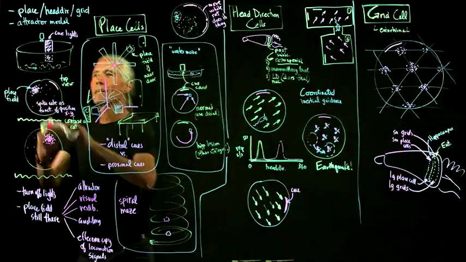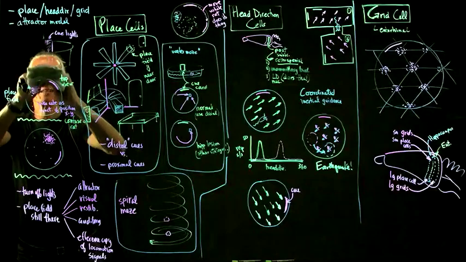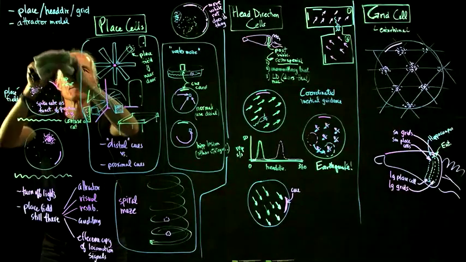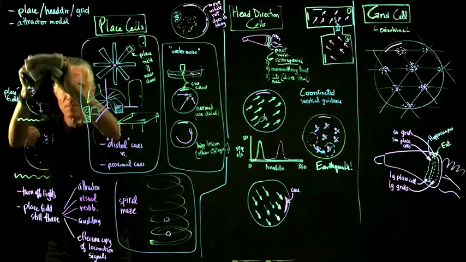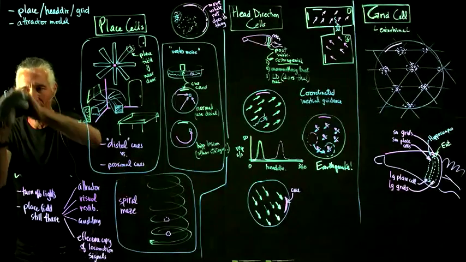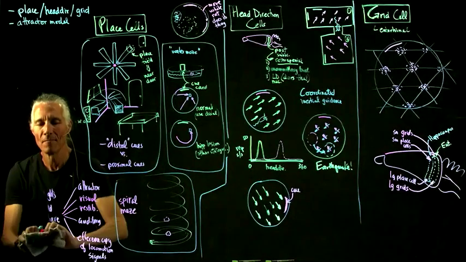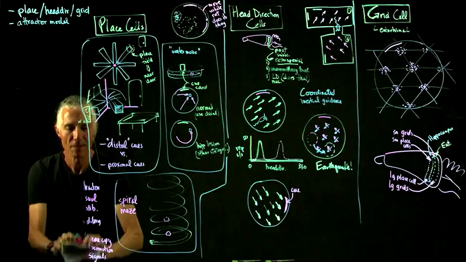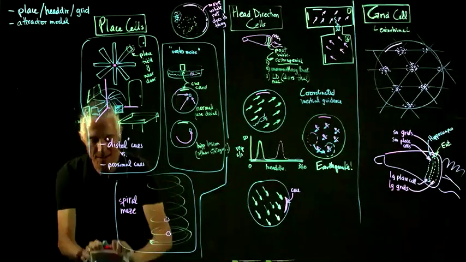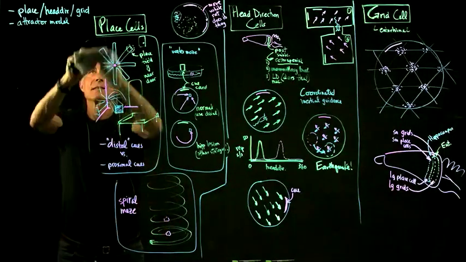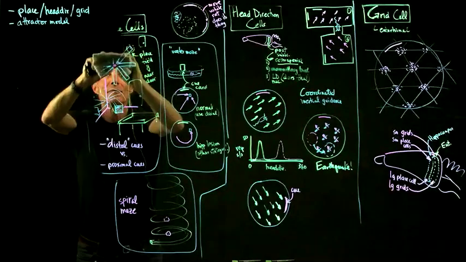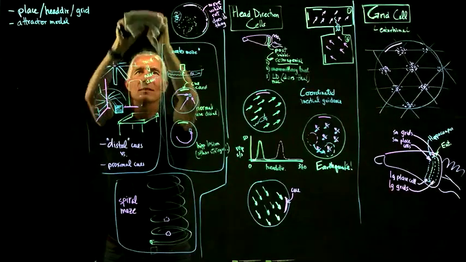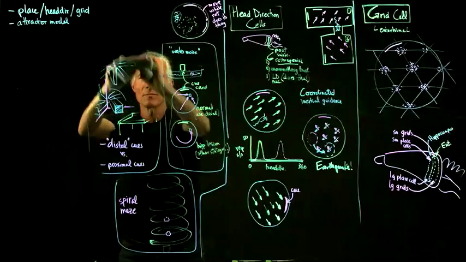So how could this possibly work? How could something like this possibly work? There are several models for this. One model has to do with the theta rhythm. The theta rhythm is, say, a 4 to 7 hertz rhythm, cycles per second, that happens.